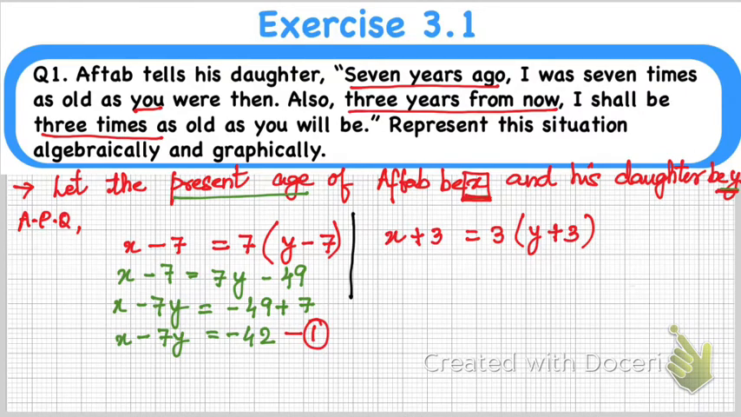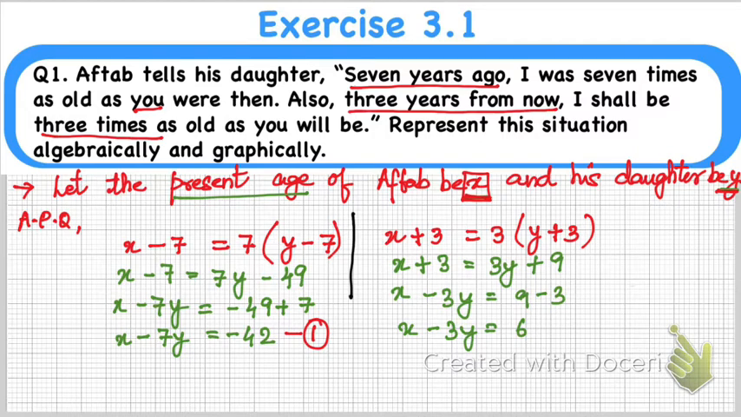Now for equation 2, we can again write it as x plus 3 is equal to 3y plus 9. That means x minus 3y is equal to 9 minus 3. So x minus 3y will give you 6. This can be numbered as equation number 2. So we have got both the equations. So this is the algebraical representation.